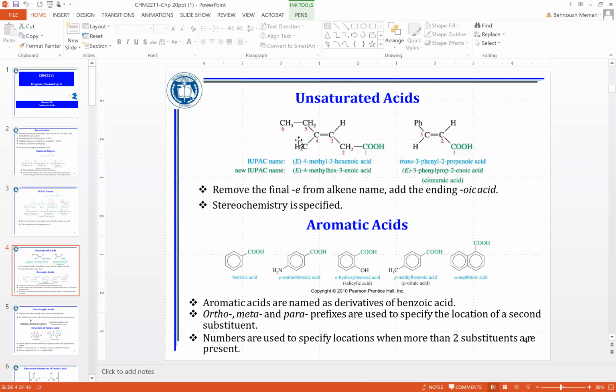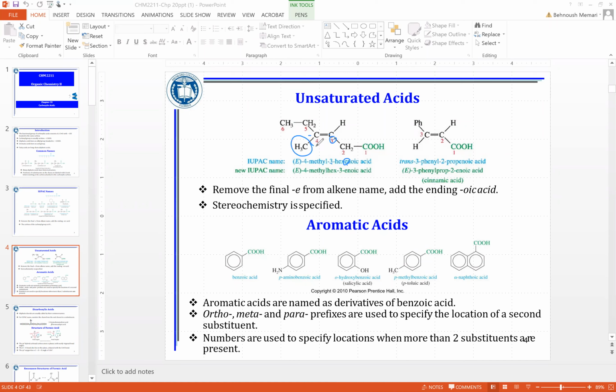Unsaturated acids: you have to give the location of where the carbon-carbon double bond is. In this case we have 6 carbons, so instead of using hexane, you would use hexene, but you have to give the location of where that carbon-carbon double bond is. Instead of saying hexanoic acid, it would be hexenoic acid. But carbon 3 takes the double bond, so it's 3-hexenoic acid.